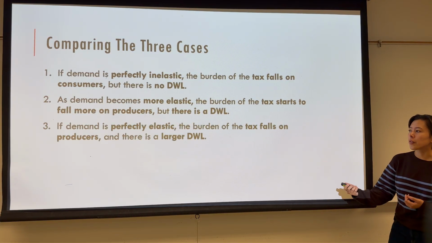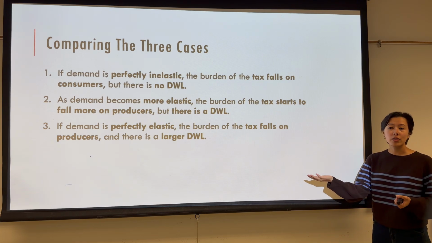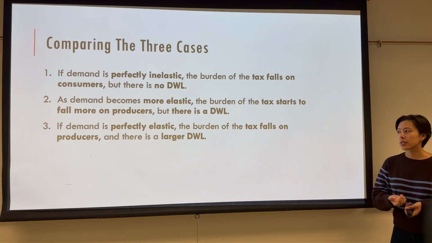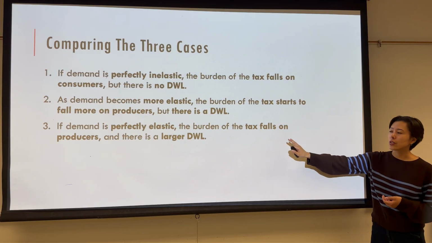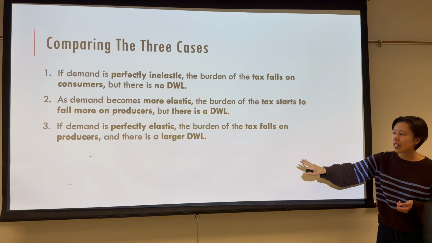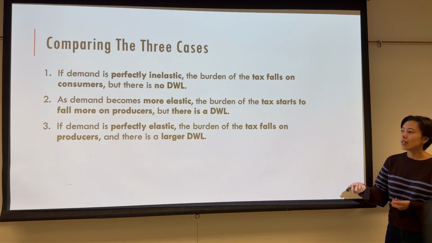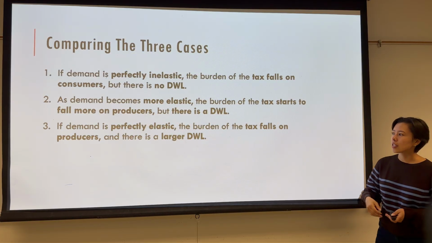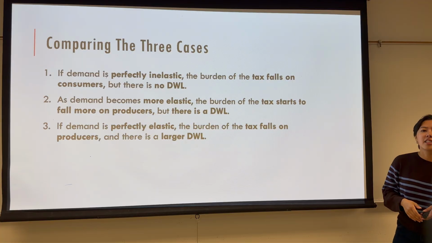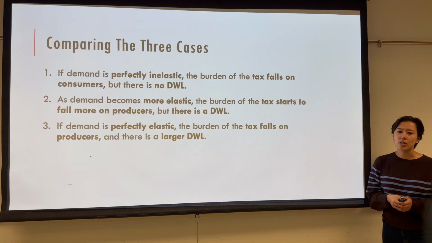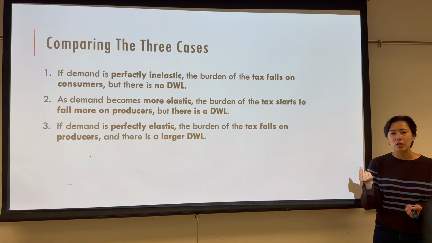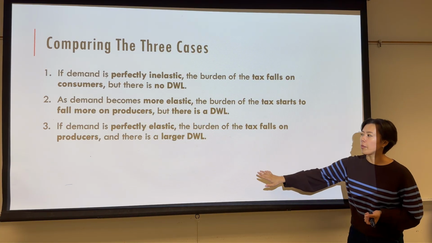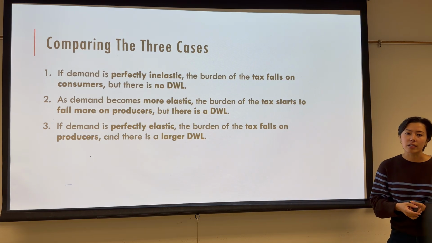Lastly, if our demand is perfectly elastic, so we have a horizontal demand curve, the entire burden of the tax is going to fall on our producers. So in this case, consumers don't pay any of the tax, all of the tax is borne by our producers, but there's going to be a very large deadweight loss generated in this situation. And this is because when demand is perfectly elastic, consumers are extremely sensitive to the price change. Even if the price of the good just goes up by a little bit, now they don't want to buy anything. So we have a potential to create a very large deadweight loss in this situation.